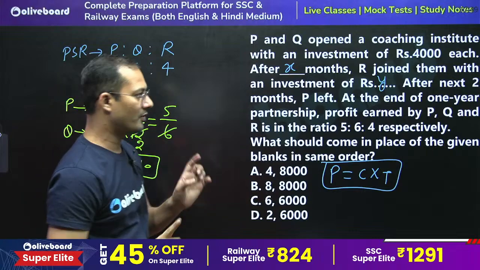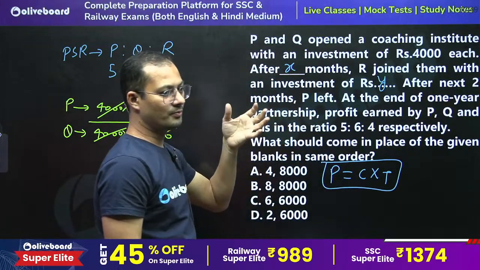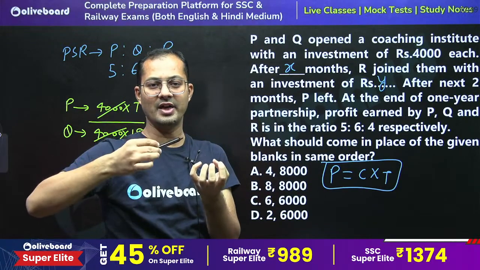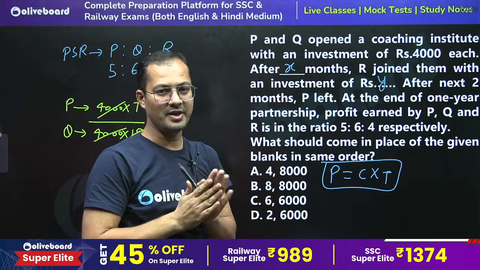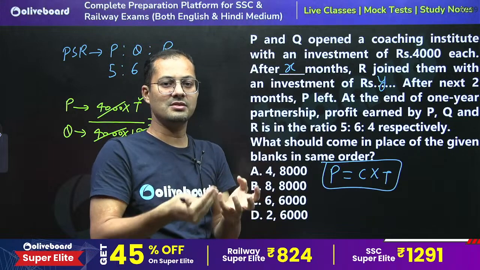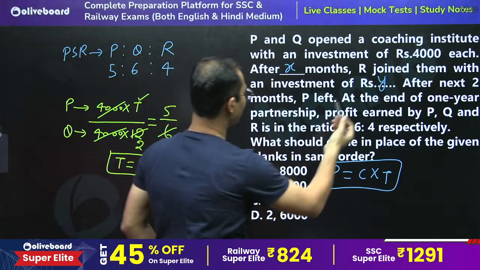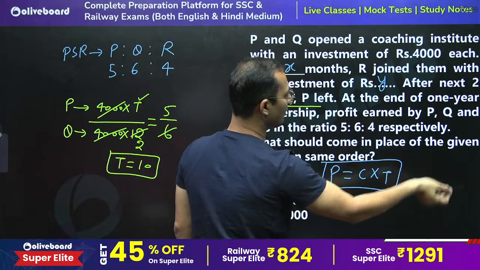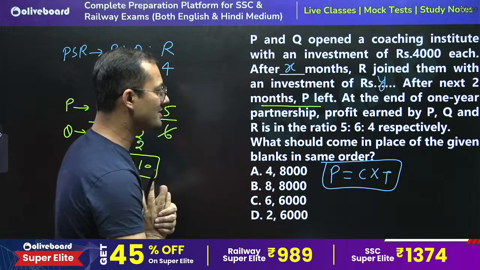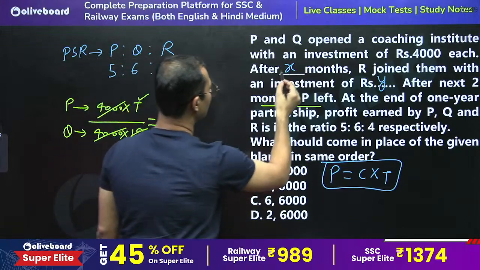P's capital was used for 10 months. So after the next 2 months P left, right? So it means P left 2 months before the end of the year. P came in at the start and left after 10 months, which means he left 2 months before the end. And after X months R joined. So we can simply say 10 minus 2, so X is equal to 8.